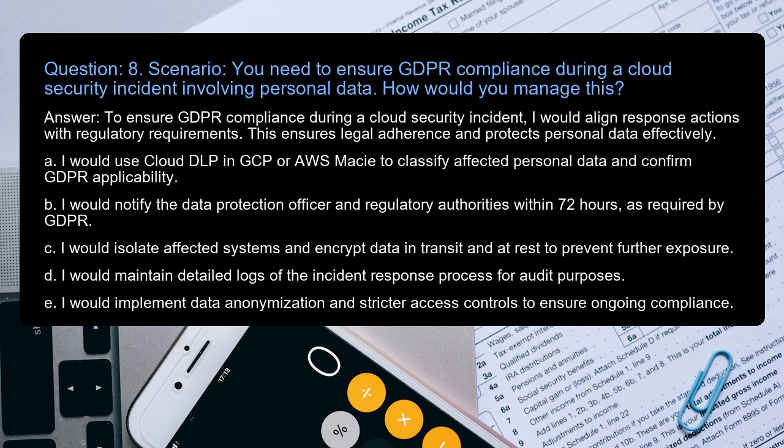A. I would use Cloud DLP in GCP or AWS Macie to classify affected personal data and confirm GDPR applicability. B. I would notify the data protection officer and regulatory authorities within 72 hours, as required by GDPR. C. I would isolate affected systems and encrypt data in transit and at rest to prevent further exposure. D. I would maintain detailed logs of the incident response process for audit purposes. E. I would implement data anonymization and stricter access controls to ensure ongoing compliance.